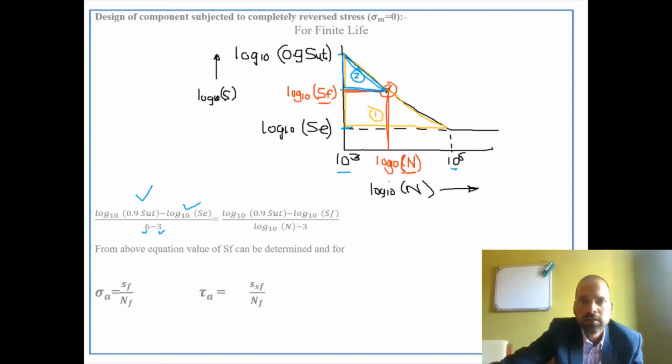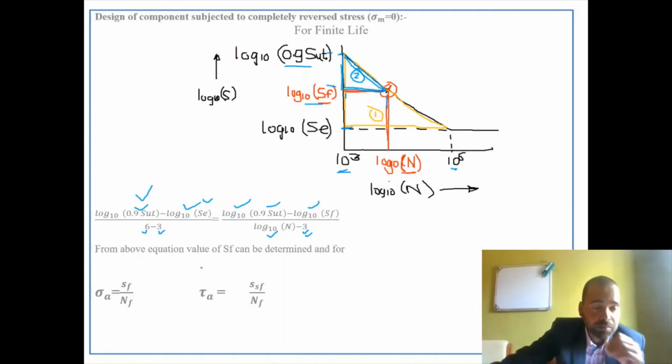is equal to, for the small triangle, on the y-axis the defining points are log to the base 10 of 0.9 times SUT minus log to the base 10 SF. So in the denominator, the two defining points are log to the base 10 N minus log to the base 10 raised to 3, right? So from this equation, all these parameters 0.9 SUT, SE, 0.9 SUT, 6, 3 and 3 are known. So the only unknown parameters would be SF or N.